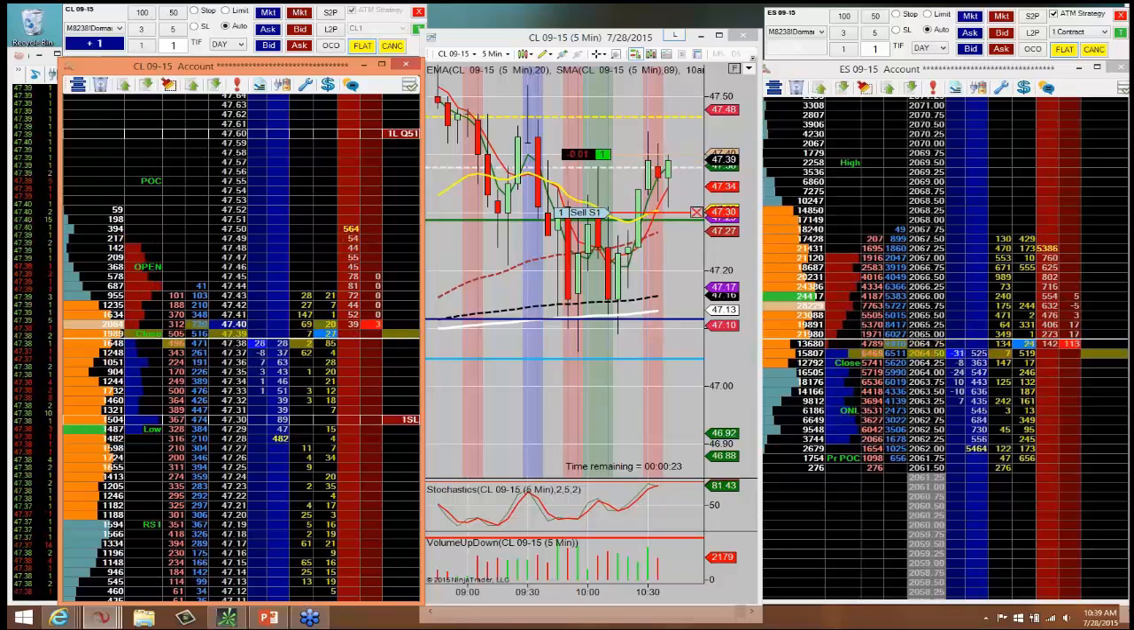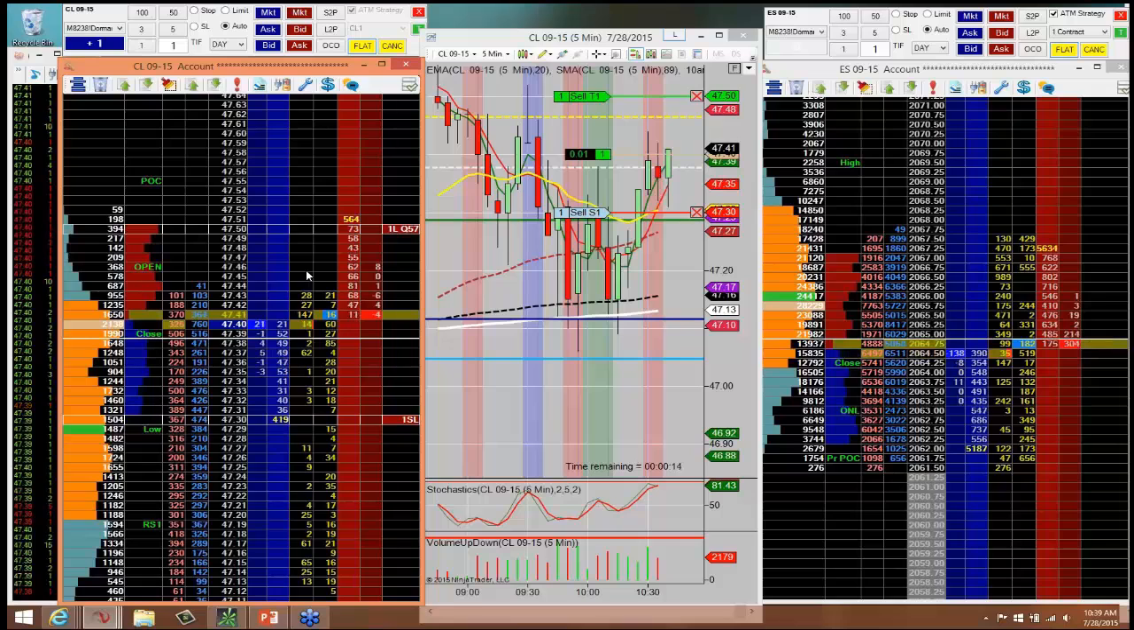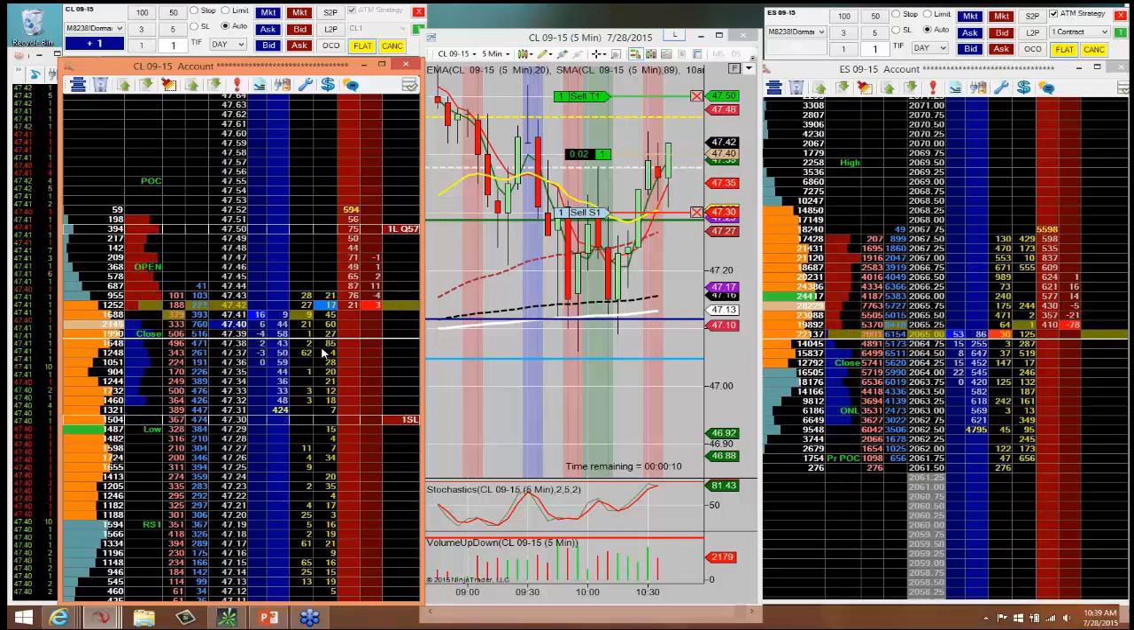Now, when I play breakouts, I put my trade just a couple of ticks within the breakout, because oftentimes in oil, if it breaks out, you may get really bad slippage. So I'll put in a couple of ticks just beyond.